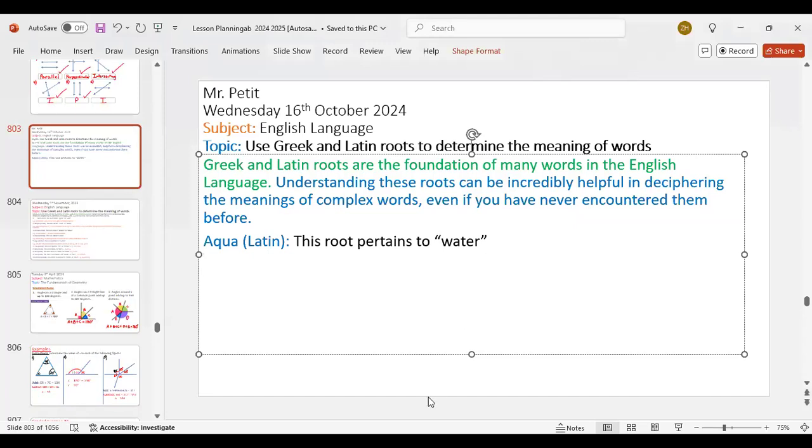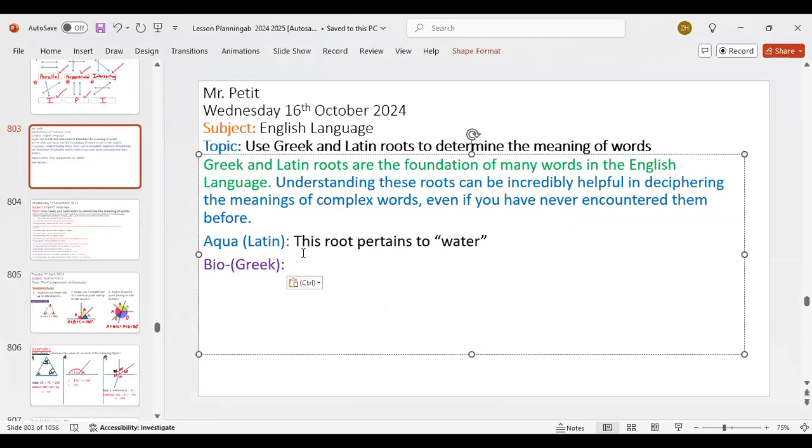Let's do another one. So this is a Latin root. Another one. This one is easy. This one is a Greek one though, and it starts with B. Everyone should know this one. B-I. Not bilingual. One more letter. Bio. Yes. Bio.